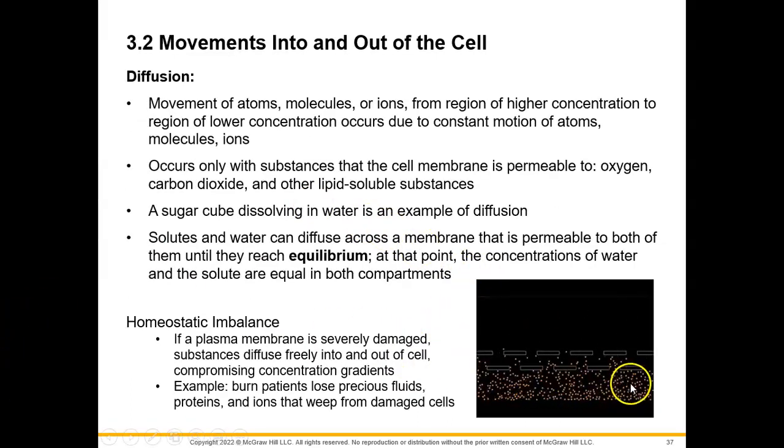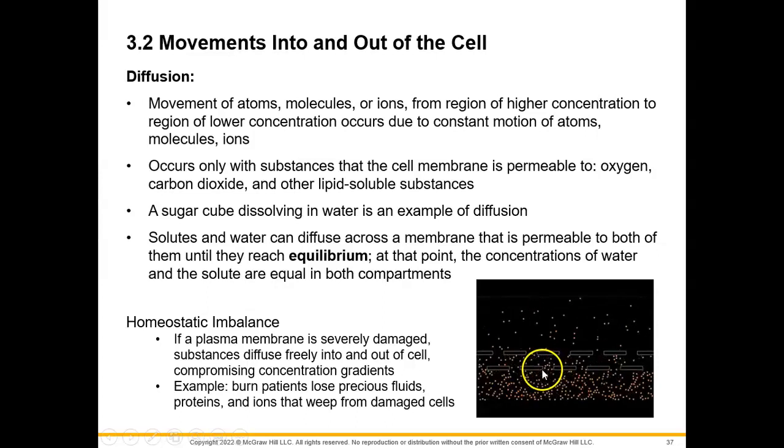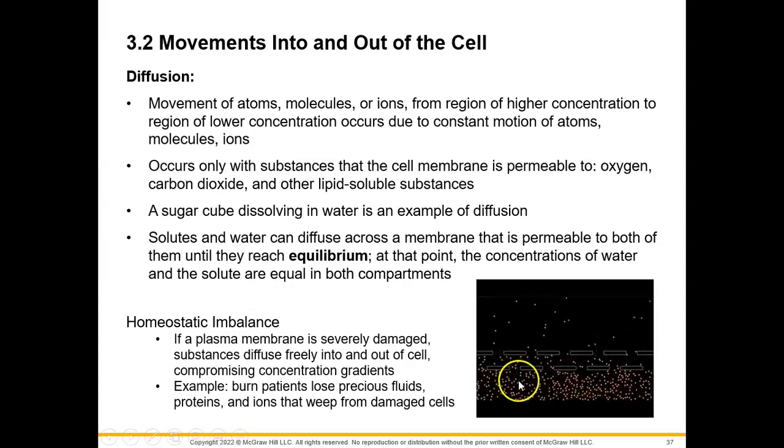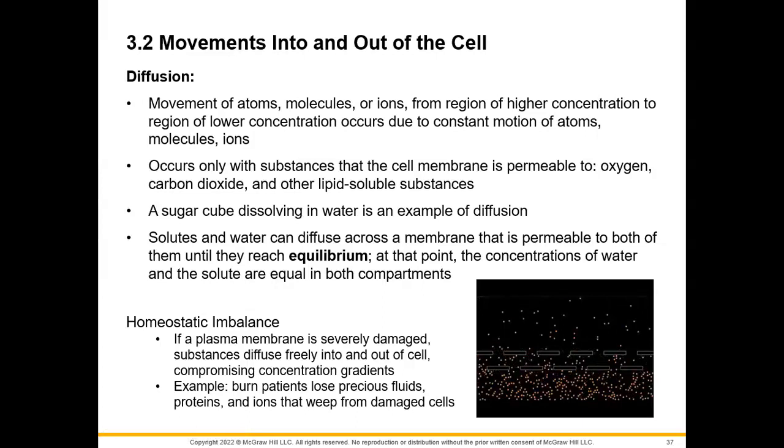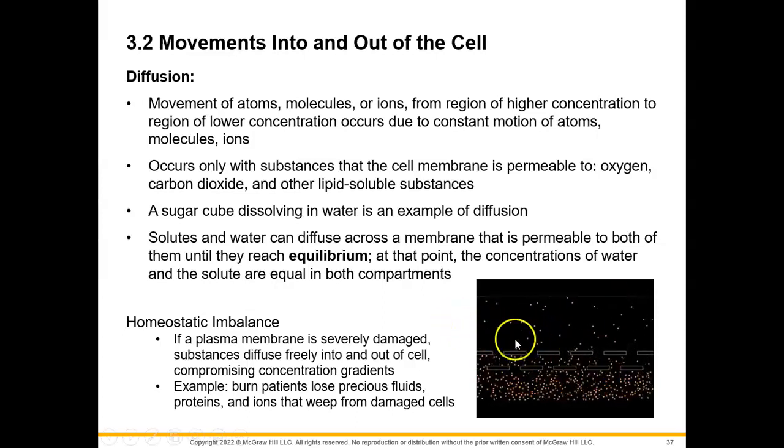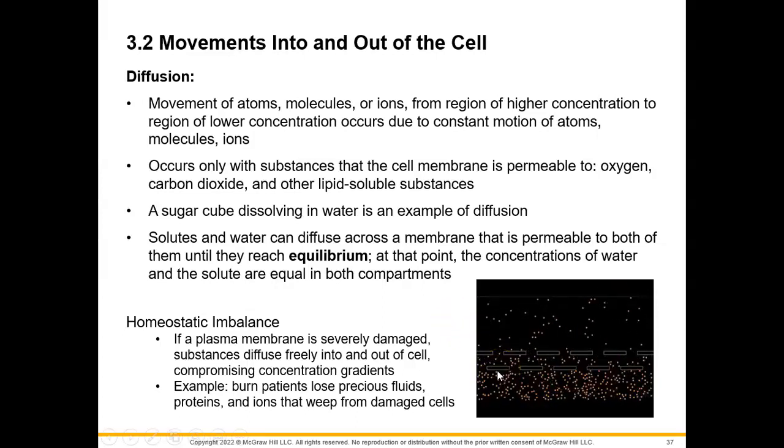Atoms, molecules, and ions will move naturally from where they're more abundant to where they're less. This is due to the constant motion of atoms. Diffusion through our cell membrane will occur only with substances that the membrane is permeable to, like oxygen, carbon dioxide, and certain lipid-soluble substances. A sugar cube dissolving in water is an example of diffusion.